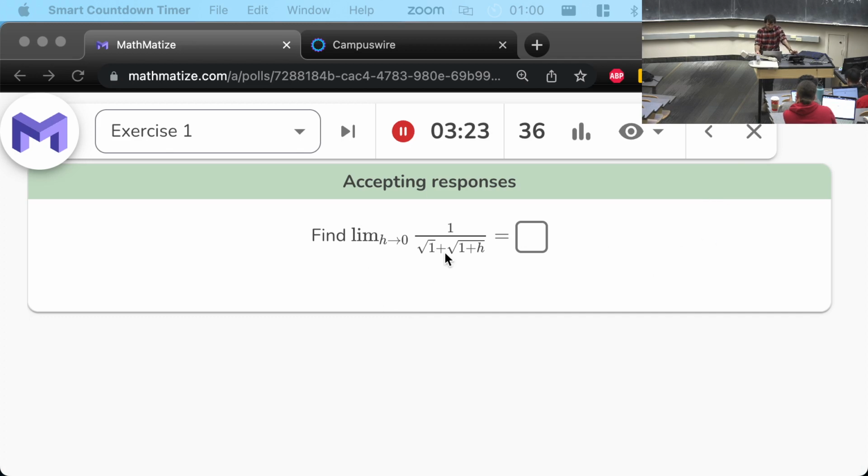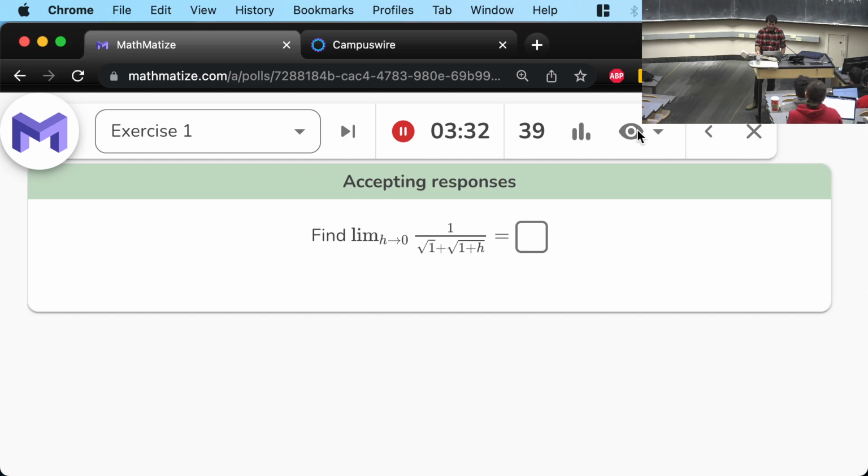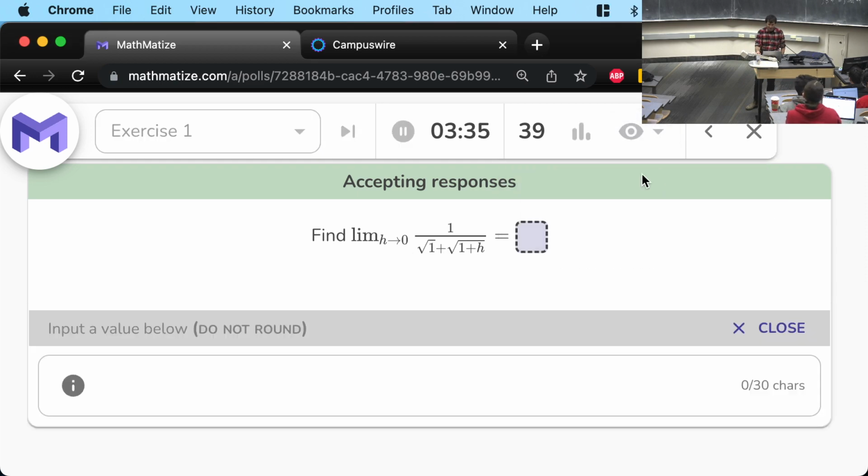So let's see what people say. It's the limit as h goes to 0. Sometimes our variable is x, but in this problem it's h. And it's 1 over the square root of 1 plus the square root of 1 plus h. What is that limit? What did people say?